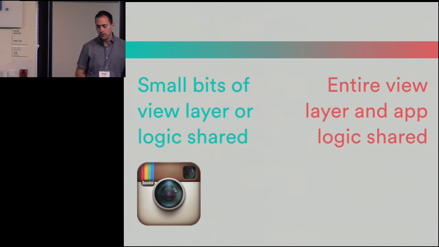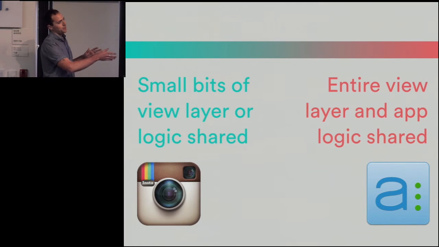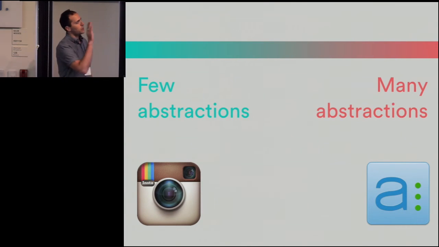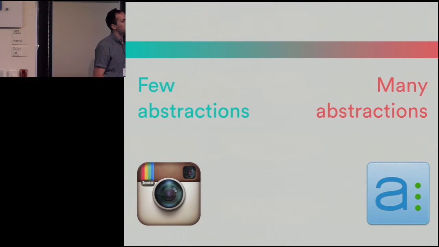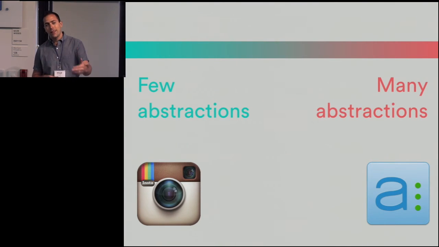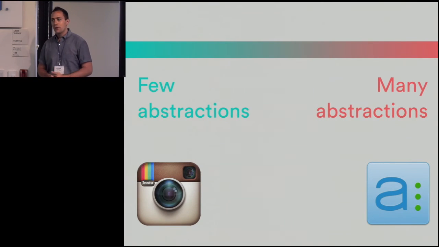Or on that side of the spectrum, you could have your entire view layer shared, all the application logic, all sorts of state shared, and that would be the Asana example. And on this side, you don't need many abstractions to make this work. But the further you go along this spectrum, you need to create more and more abstractions to conceal the fact that the client and the server are actually very different environments. They have different requirements. The way that they interact with HTTP is different, and cookies and redirects.